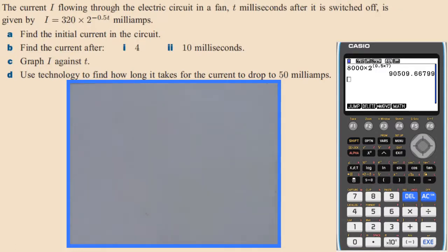Part A, we need to find the initial current in the circuit. Is that word initial again? Part B, find the current after 4 milliseconds, 10 milliseconds. Part C, graph I against t.